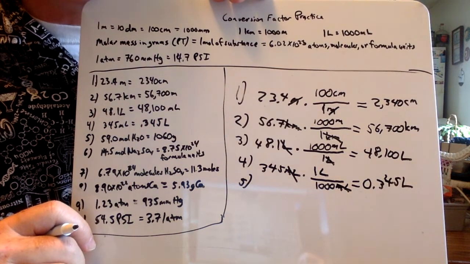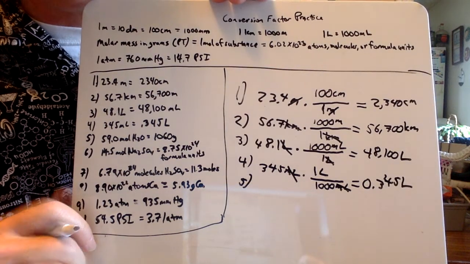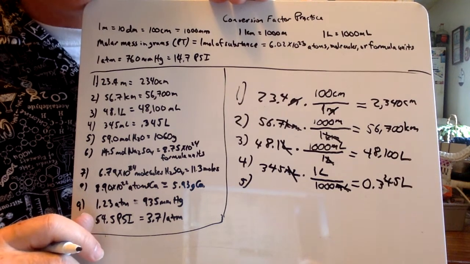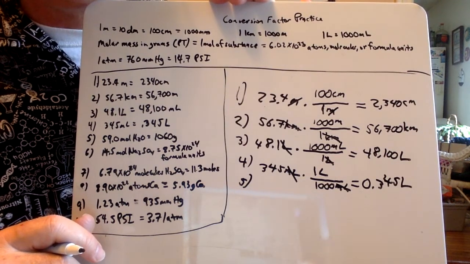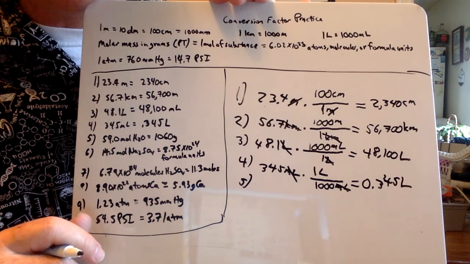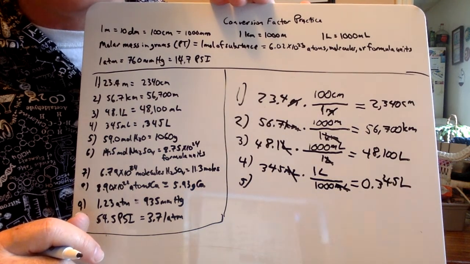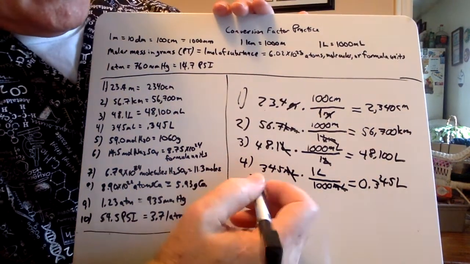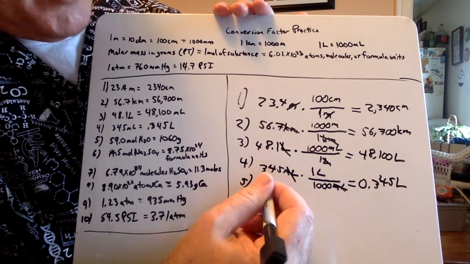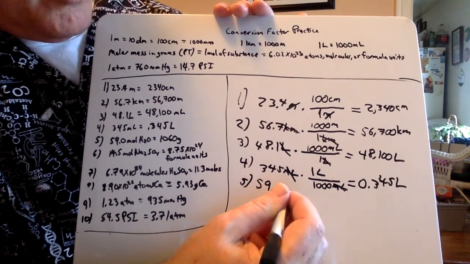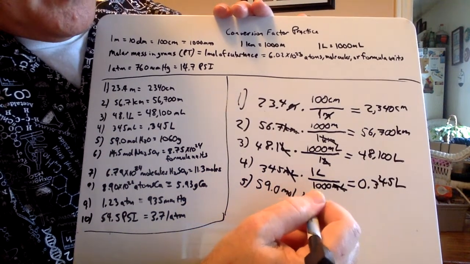Okay, number 5. We're trying to change 59 moles of water. Now we're getting away from metric conversion, but we're still doing conversion problems. We're doing moles to grams. We're trying to change 59 moles of water to grams. So we start by writing 59.0 moles water.